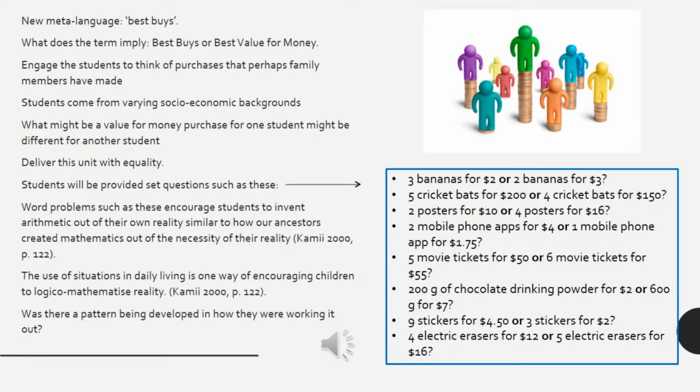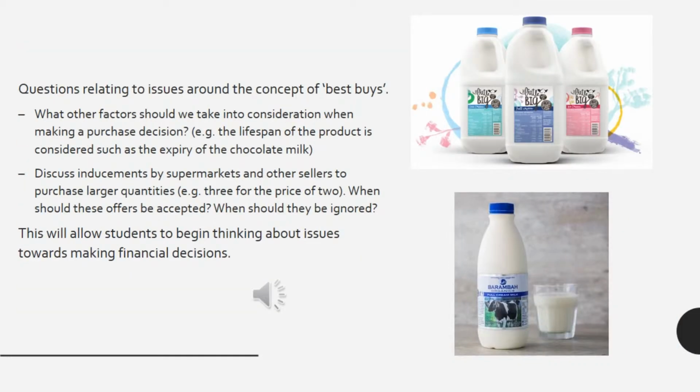Students will discuss how they achieved their problem solving and discuss reasons why. Was there a pattern being developed in how they were working it out? Closing the lesson, students will be asked engaging questions relating to issues around the concept of best buys. For example, what other factors should we take into consideration when making a purchase decision? Would it be the lifespan of the product is considered, such as expiry of the chocolate milk?